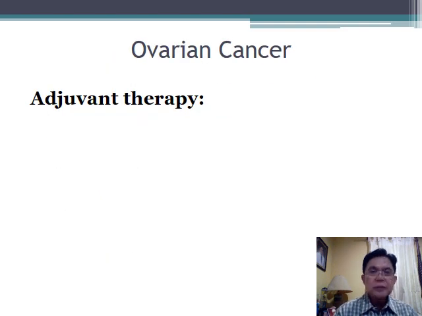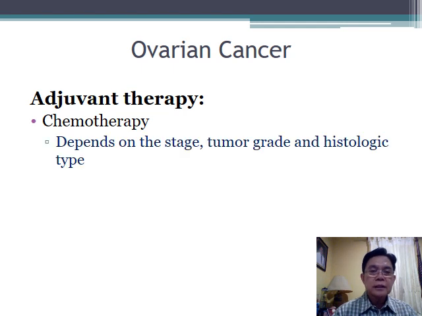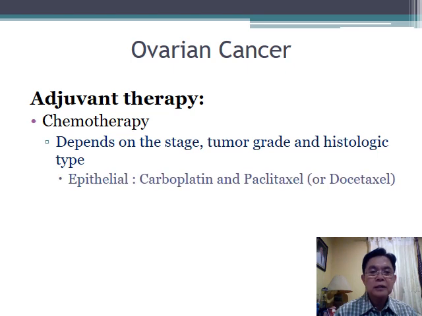So what are the adjuvant treatments used in ovarian cancer? Chemotherapy is the most popular. It depends on the stage, tumor grade, and histologic type. What do you mean by that? Stage 1A might not require chemotherapy. However, if it is stage 1A but grade 3, then it requires chemotherapy. Or even if it is stage 1A but clear cell type, it may need chemotherapy. So it depends on several factors to determine whether that patient would need chemotherapy.